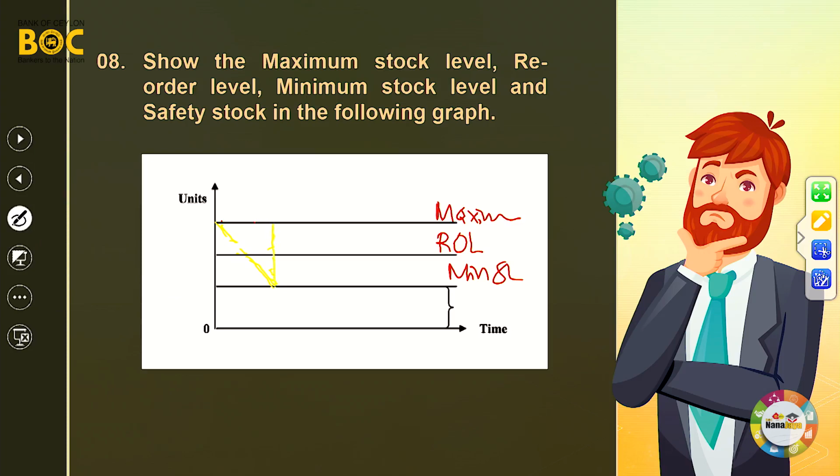This is a continuous process. Again, you start consumption, and the stock level comes down. When it comes to the reorder level, you inform your supplier to deliver. Until he delivers the stock, you consume. It comes to the minimum, and again it goes up. It's a continuous process.